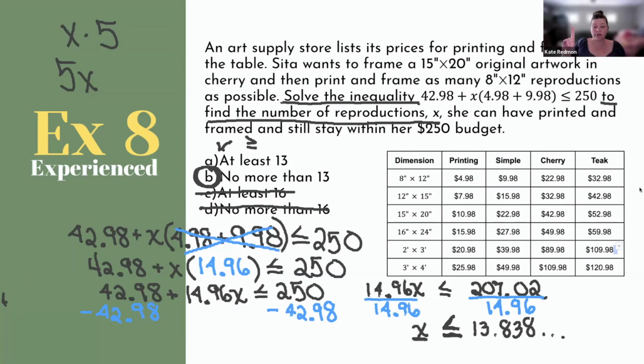Get out of math and come with me to the art store. You ready? Girl, let's go shopping. You go to the art store and you say, hey, I have enough money for 13.83 reproductions. And my math teacher said that if I have most of the money, you have to give me the 14th one. They're going to say, sweetheart, I don't care what your math teacher said. Come back when you have all the money.